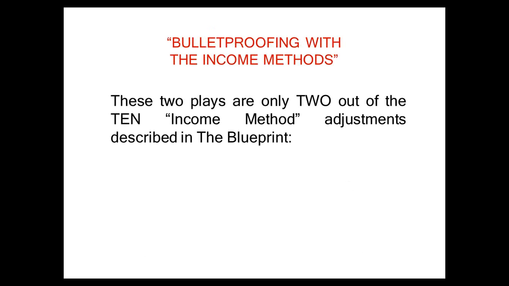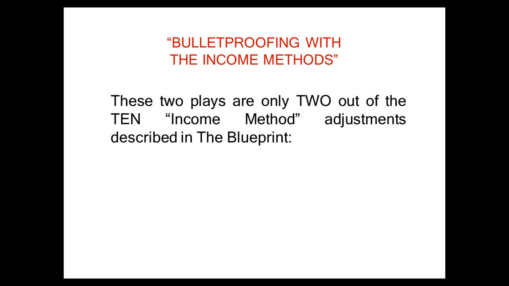So these 2 plays are only 2 out of the 10 income method adjustments described in the blueprint. And they're not even the most exciting ones, are they, Mike? Well, it depends on the market conditions. They can be exciting, but depending on market conditions and what your expectations are and what actually happens, there can be a lot different excitement, or increased excitement, on some of the other 8 income methods.